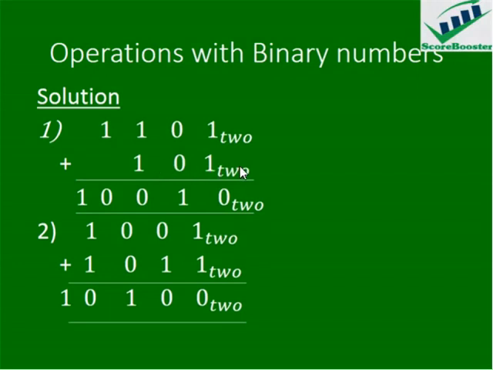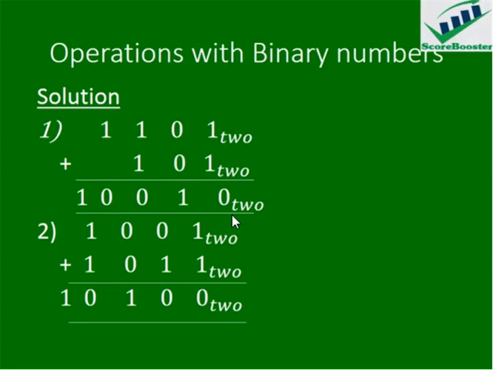13 base 10. So if you convert this to base 10, we have 5. So 13 plus 5 is 18. So if you want to check if your answer is correct, you also convert this to base 10. So if you have 18, that means your answer is correct. So that is how to add binary numbers together and also check if your answers are correct.